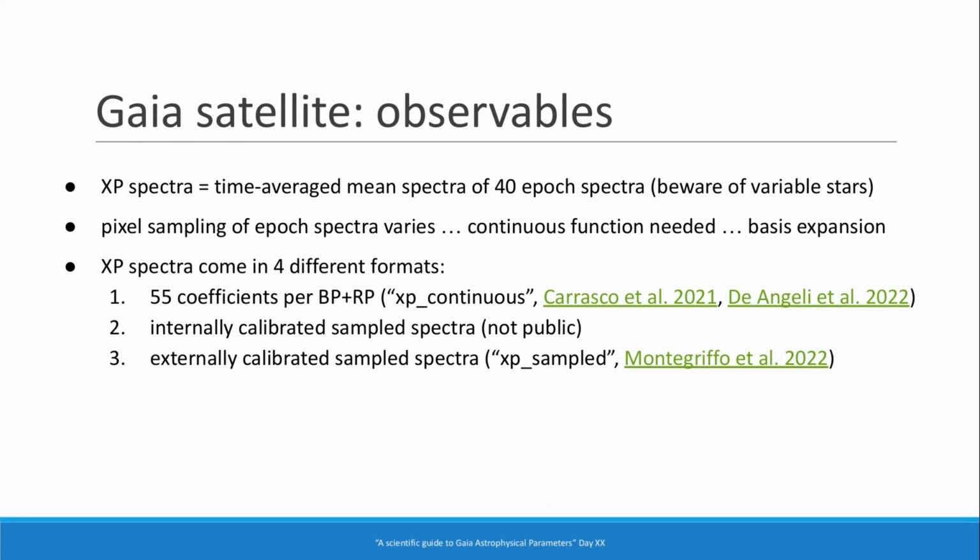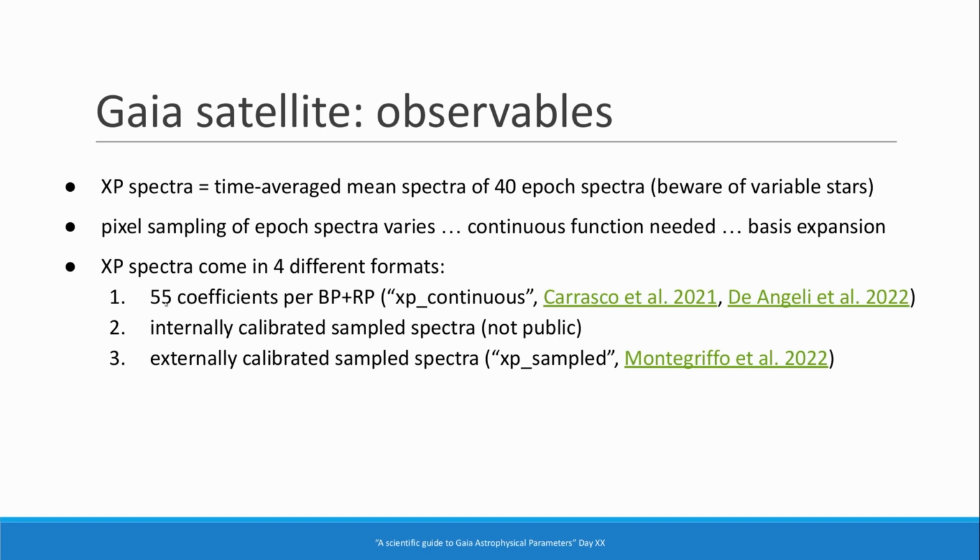So instead, what our colleagues are doing is they need some kind of continuous function that they can evaluate at whatever pixel the epoch spectrum is asking for. And the particular choice for this continuous function has been a basis expansion. And this is the reason why the XP spectra come in this slightly strange format. So the basic format are these expansion coefficients.